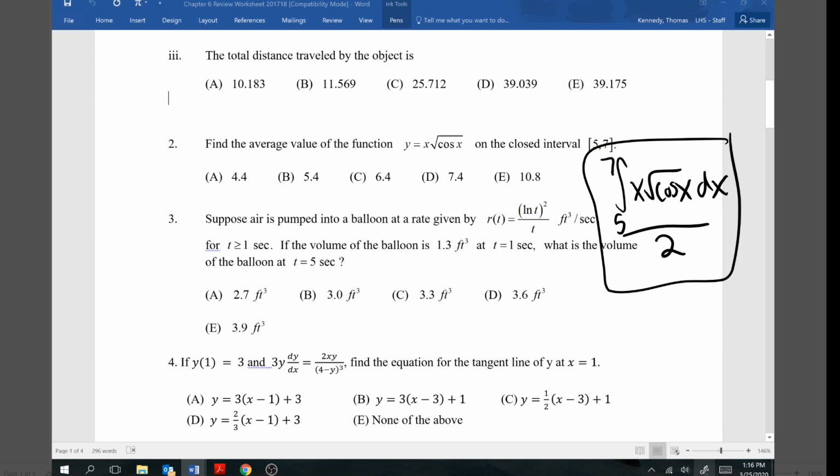Will there be an answer key for this? Yeah, I should have posted an answer key for this. I didn't, but I should have. So yeah, I'll post one today for it.